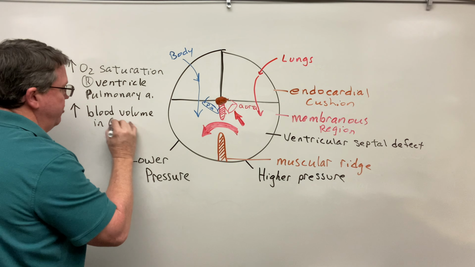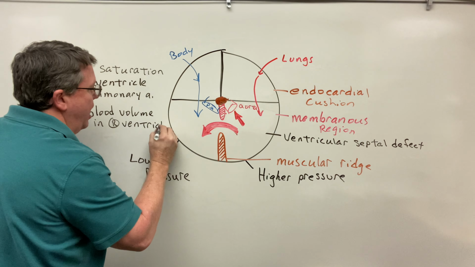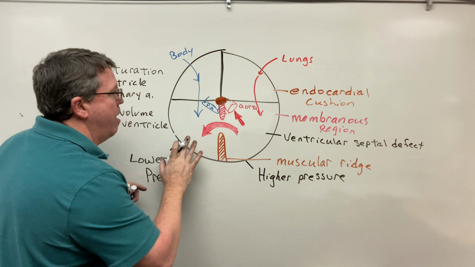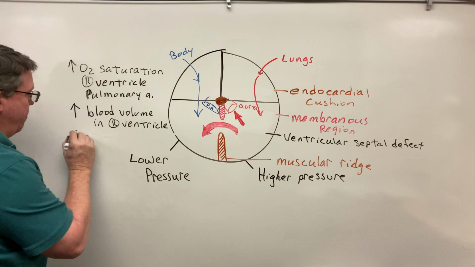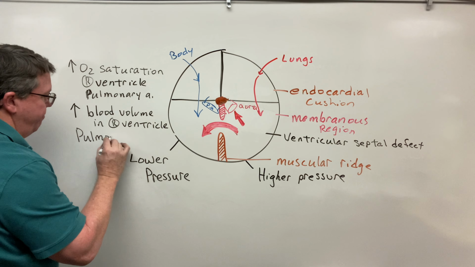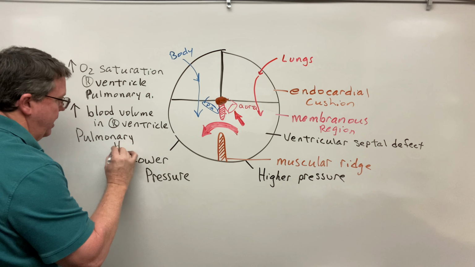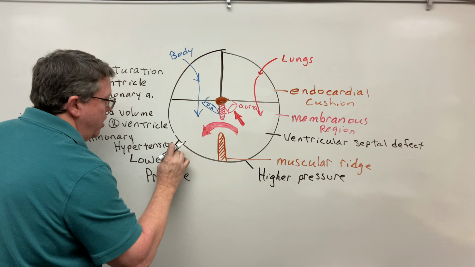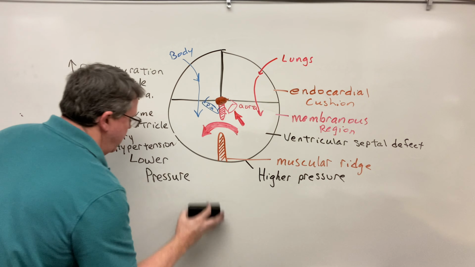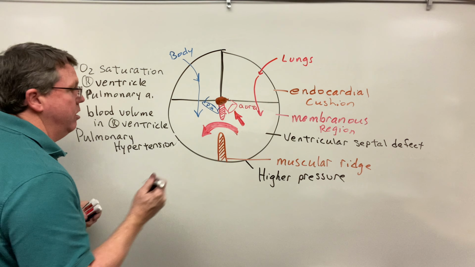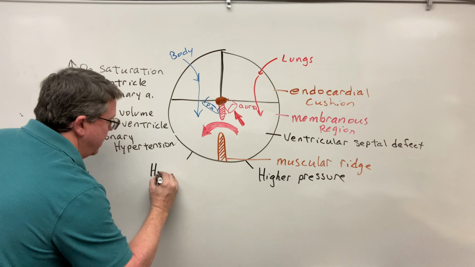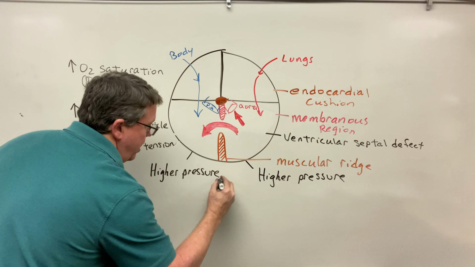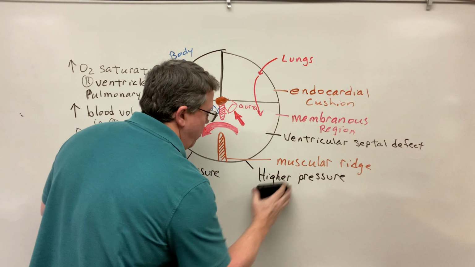in the right ventricle. Now, because there's an increase in blood volume in the right ventricle, and this has to pump that extra blood out, what we end up with is pulmonary hypertension. All right, so I get pulmonary hypertension. So now, because I got pulmonary hypertension, what happens is instead of having lower pressure, now this side gets higher pressure than the other side.